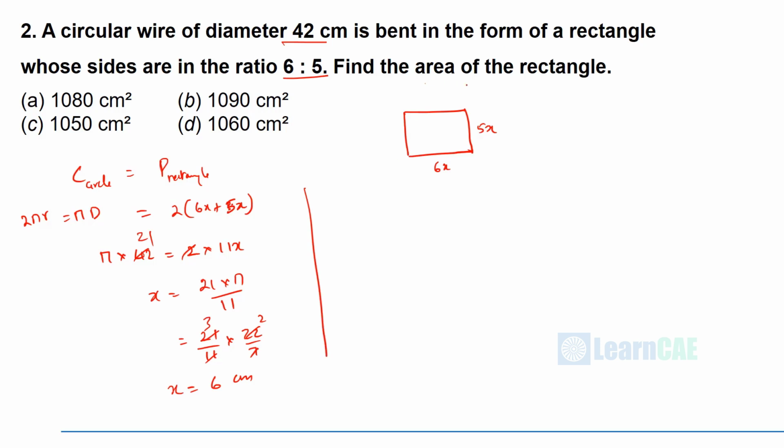So they are asking the area of the rectangle. Area is equal to length into breadth, that is 6x into 5x. This is 6 5s are 30 into x square is 6 square. So 30 into 36. 6 3s are 18. 3 3s are 9, 10. We will add this 0 here. So the answer is 1080 centimeter square.